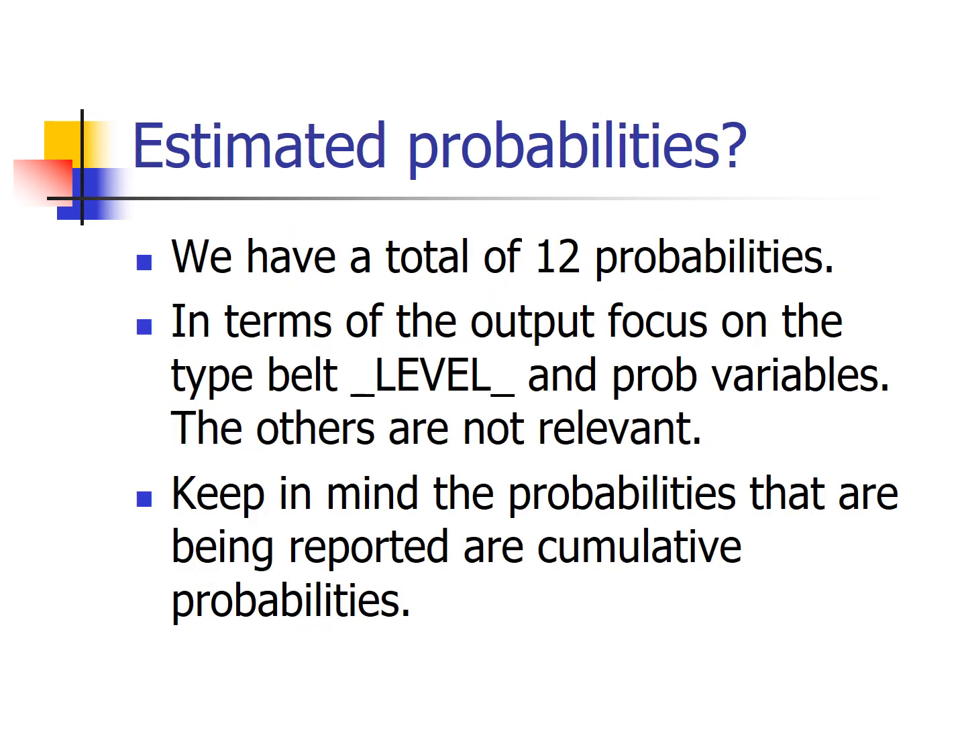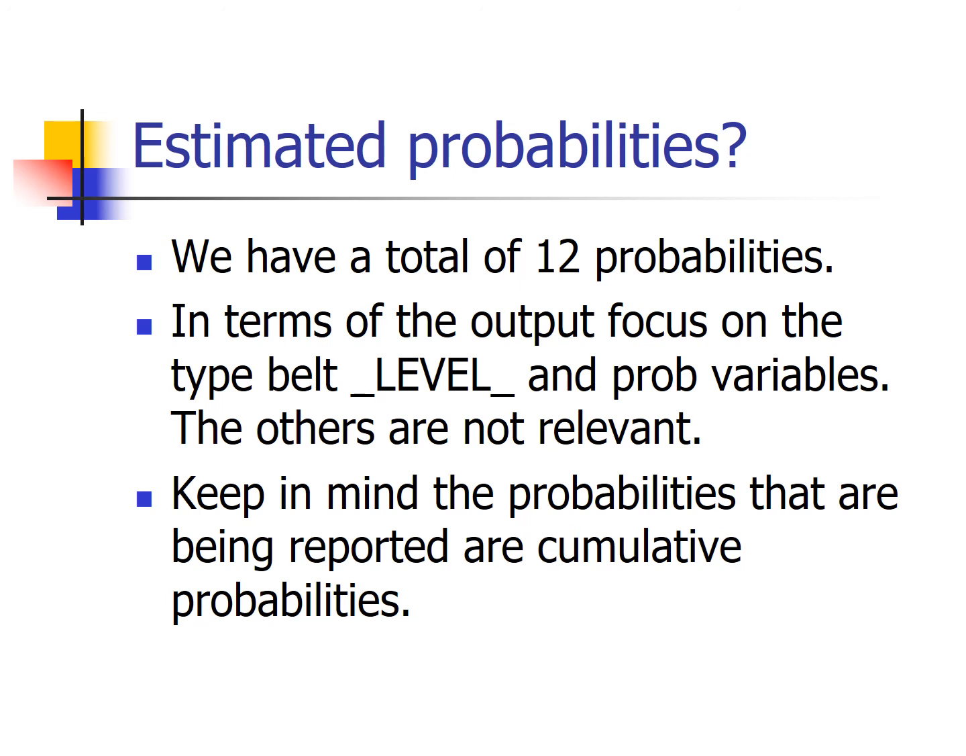Now, the last thing for us to look at is estimated probabilities. We have 12 such probabilities, right? We have 3 probabilities that we're interested in: death, severe injury, no severe injury. And we have 4 covariate patterns. So 3 times 4, right? 12 probabilities. In terms of the output, we focus on type, belt, and the level and prob variables. The other columns are not relevant.